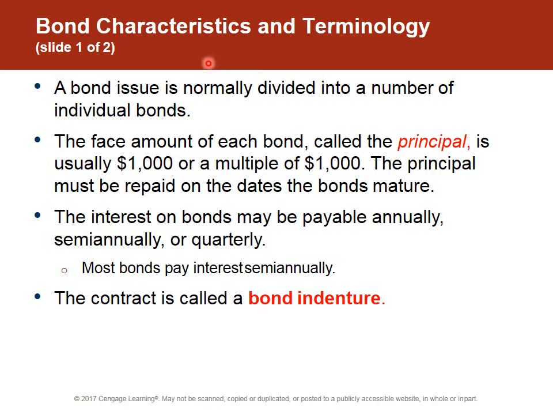So let's look at some terminology. Bonds are normally divided into a number of individual bonds, and the face amount is called the principal. And we're going to be talking about bonds in multiples of $1,000 each.